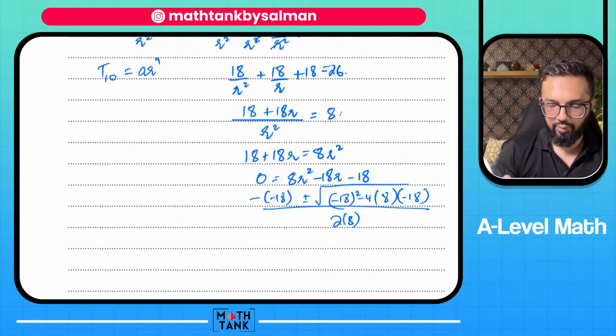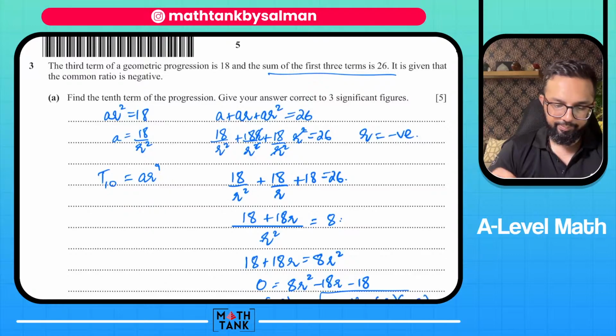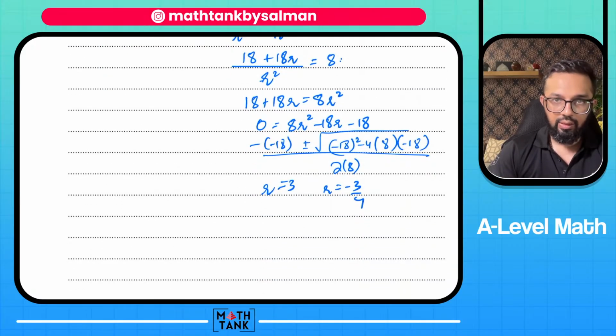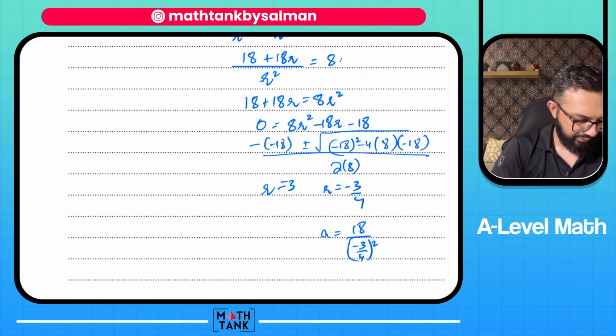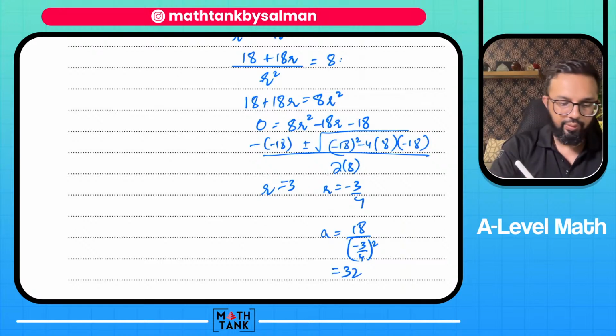Three and minus 3 over 4. So r is 3 or minus 3 over 4. Okay. So r is a negative. That's what I want to pursue. So a is 18 over r squared. That gives me 32. So the 10th term is going to be 32.